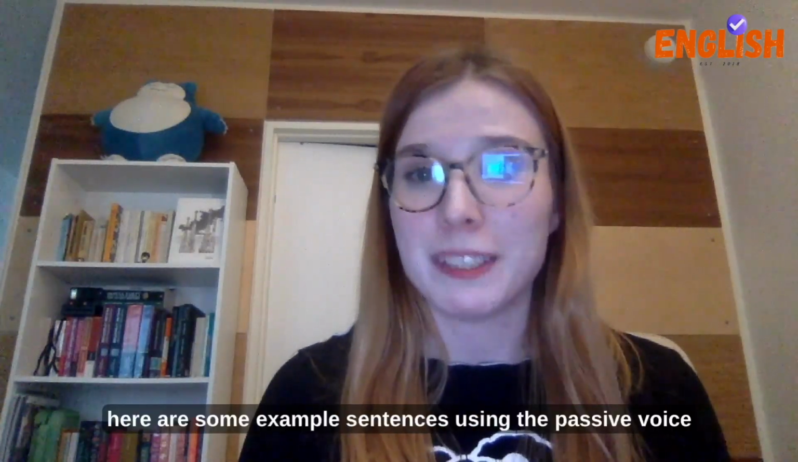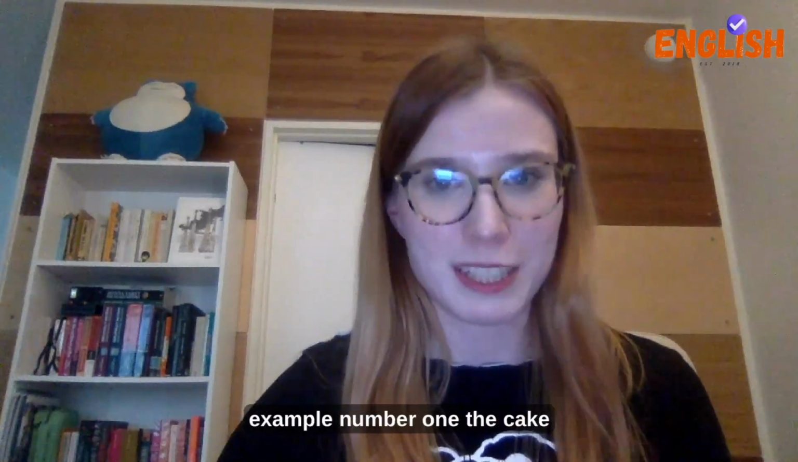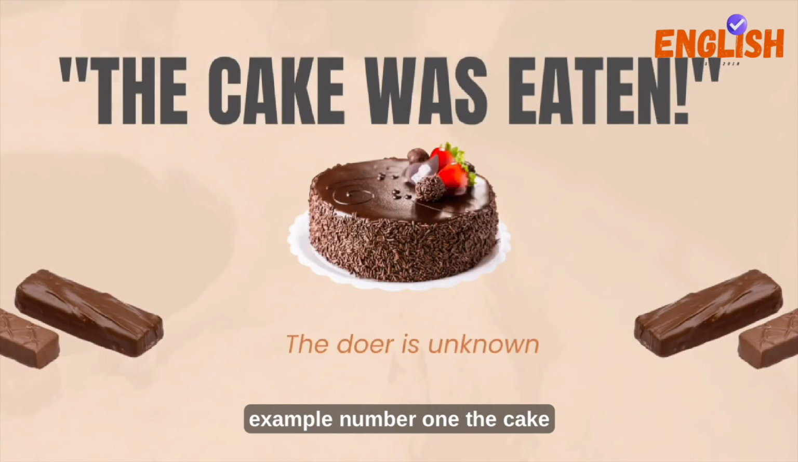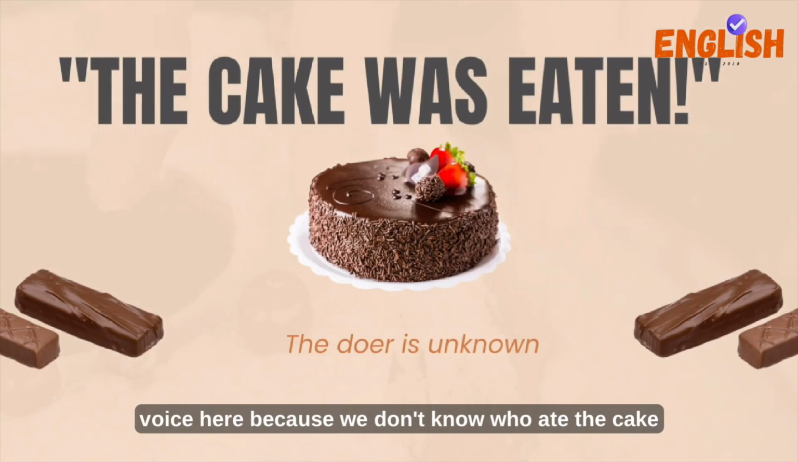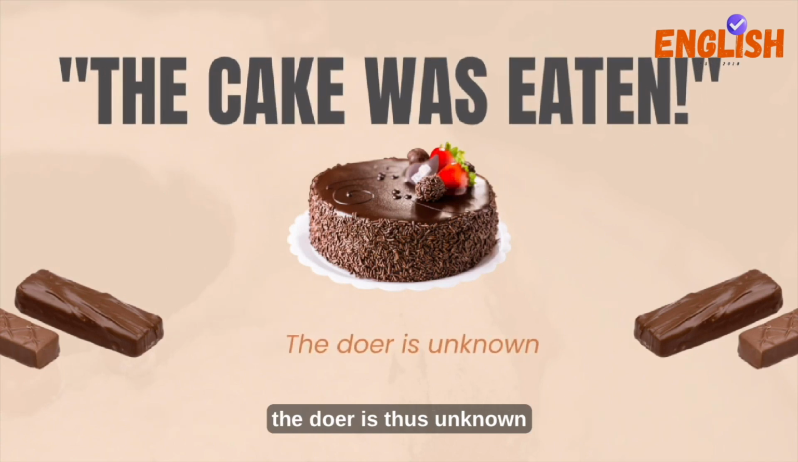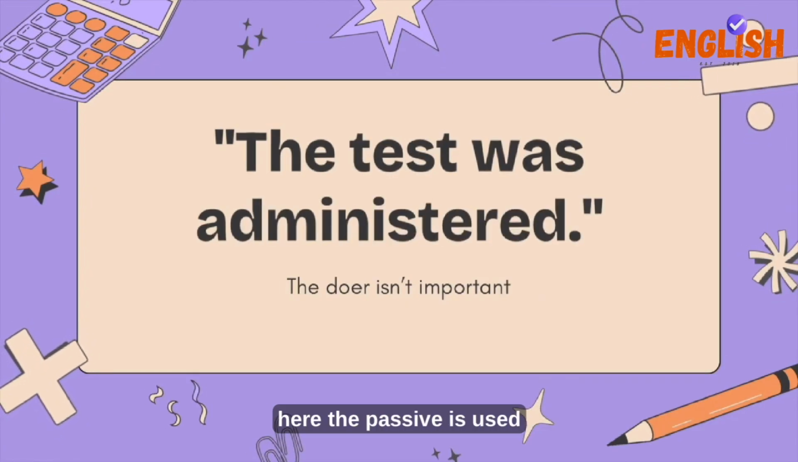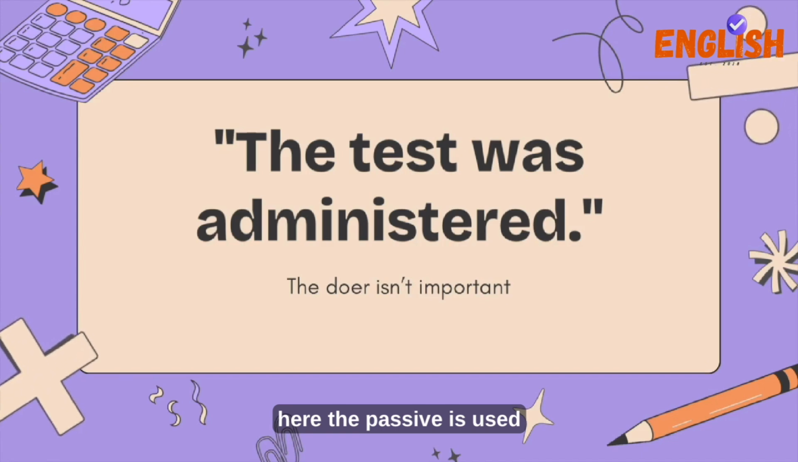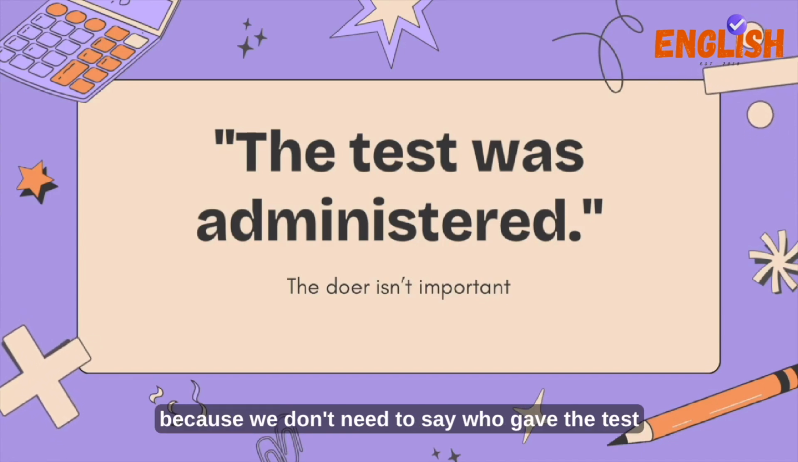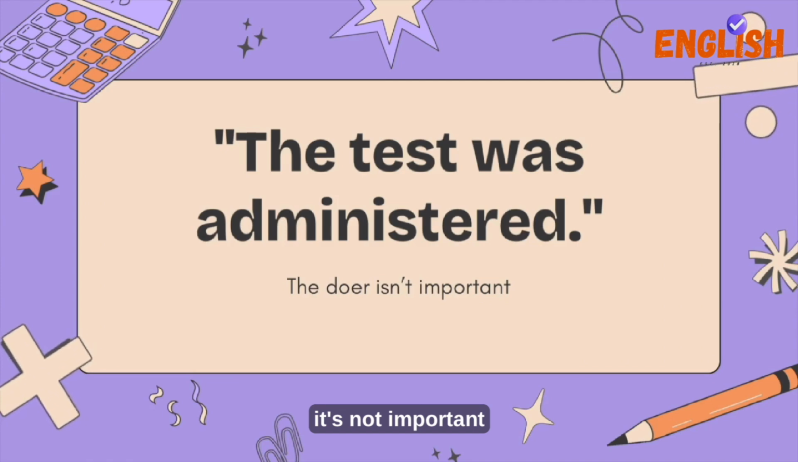Here are some example sentences using the passive voice. Example number 1. The cake was eaten. We're using the passive voice here because we don't know who ate the cake. The doer is thus unknown. Example number 2. The test was administered. Here, the passive is used because we don't need to say who gave the test. It's not important.